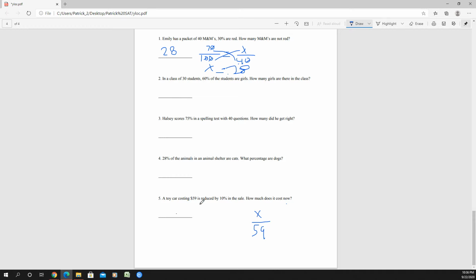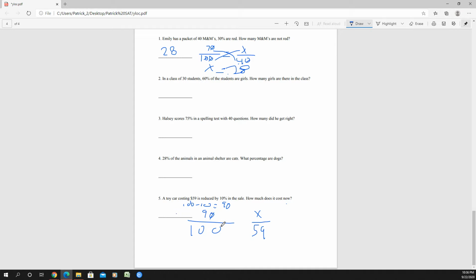Now, if you saw this question and you just looked at the numbers and gave it a quick glance, you probably would have put 10 over 100. But this isn't what it is, okay? Because right now, what it's saying is that 100% is 59, okay? $59 is equal to 100%. And so now you're reducing that 100% by 10%. So what's 100 minus 10? It's 90, right? Right. So then what you're trying to find is not 10% of 100 or 10% of 59, you're trying to find 90% of 59.